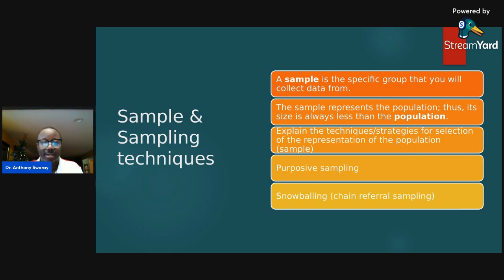And snowball sampling is that sampling where it is based on referral. You interview one person and the person tells you, I know another person that you can interview, and they make referrals. Okay. So it's a chain referral sampling.